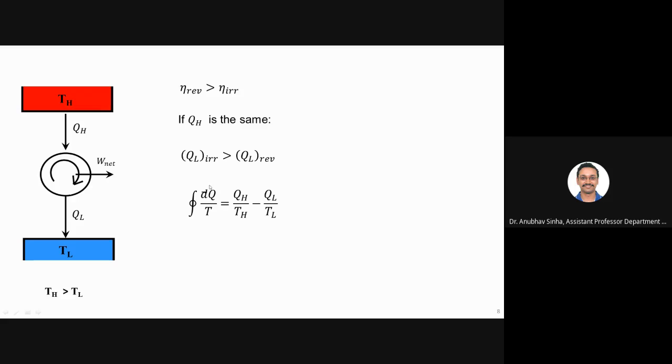So the cyclic integral of dq by T, for a reversible engine, is QH by TH minus QL by TL. For any cycle on which a heat engine is running, this is the equation we have. Is this clear to everyone? Yes, sir. Now this will be 0 for a reversible engine. Why is that so? Sir, heat is proportional to temperature. Yes, because heat is proportional to temperature. This is how we have defined the Kelvin scale.